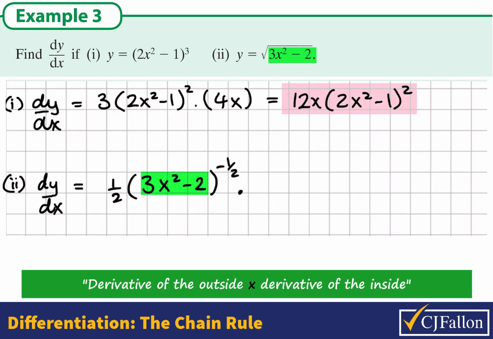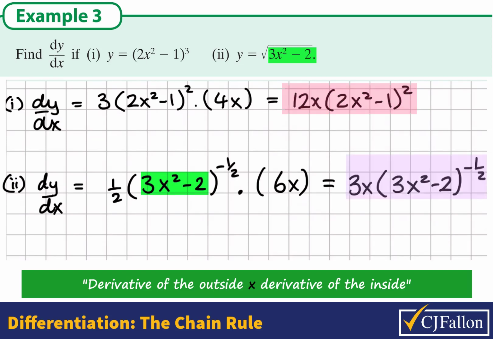Then this is all multiplied by the derivative of the inside, and the derivative of 3x squared minus 2 is 6x. We might neaten this by maybe multiplying a half by 6 and getting 3. So we have 3x times (3x squared minus 2) to the power of negative a half. We could write this in fractional form also. The power of negative a half means dividing by the square root of. So we have 3x being divided by the square root of 3x squared minus 2. Either answer is okay here though.